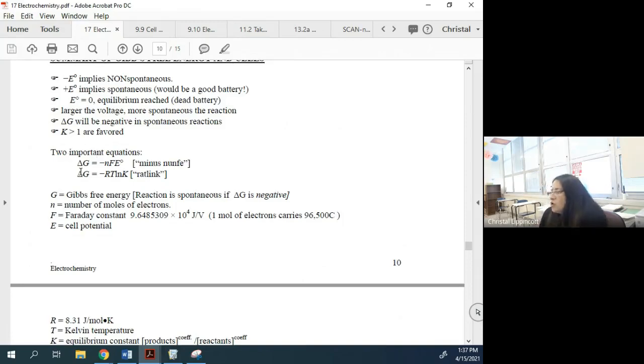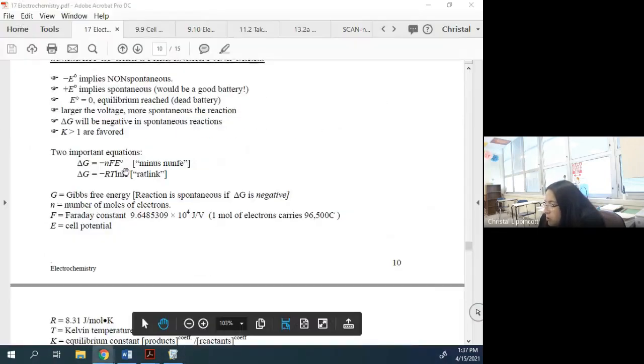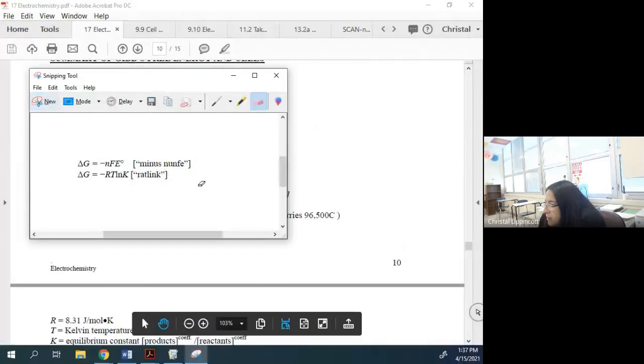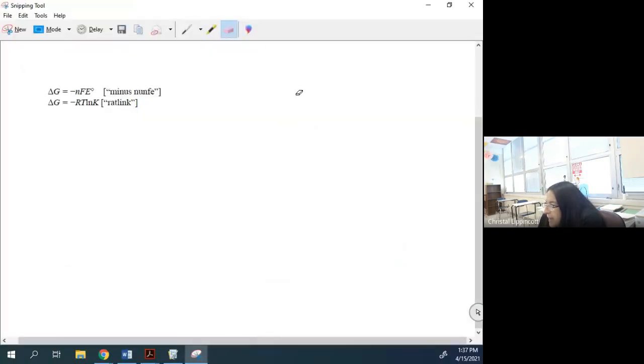These are two really important equations. Now notice that both of these are equal to delta G. If A equals B and B equals C, then... exactly. And you can use this for a lot of stuff, guys. That's what's really cool about this, is you can take this and you can go nFE prime equals RT ln K.